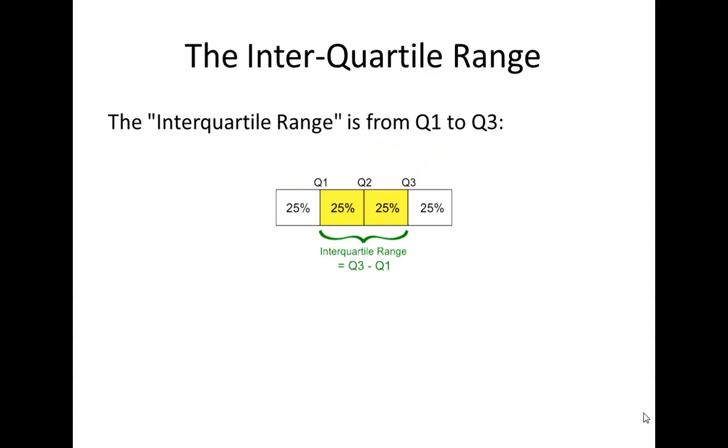It is useful to find the interquartile range when you are analyzing a set of data. The interquartile range is from quartile 1 to quartile 3. You can find the value of the interquartile range by subtracting quartile 3 minus quartile 1.